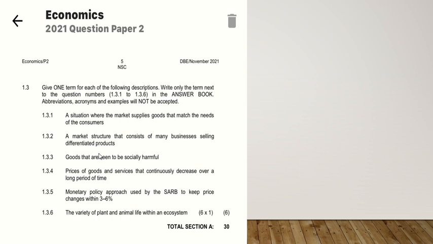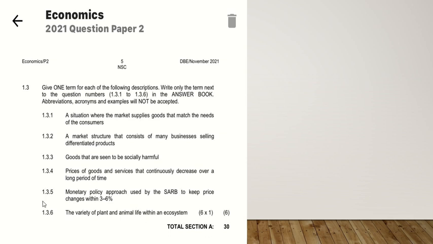So our first question here, the first sentence that we should give one term for, is a situation where the market supplies goods that match the needs of the consumers. So our hint here is market situation. So here we know that this is referring to allocative efficiency, if I'm not mistaken. And this is because the market goods that are supplied match the demand that is in the market.